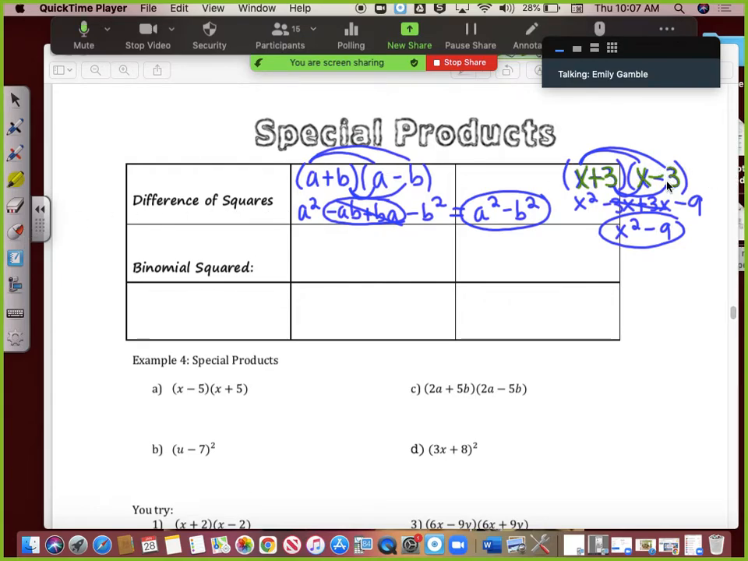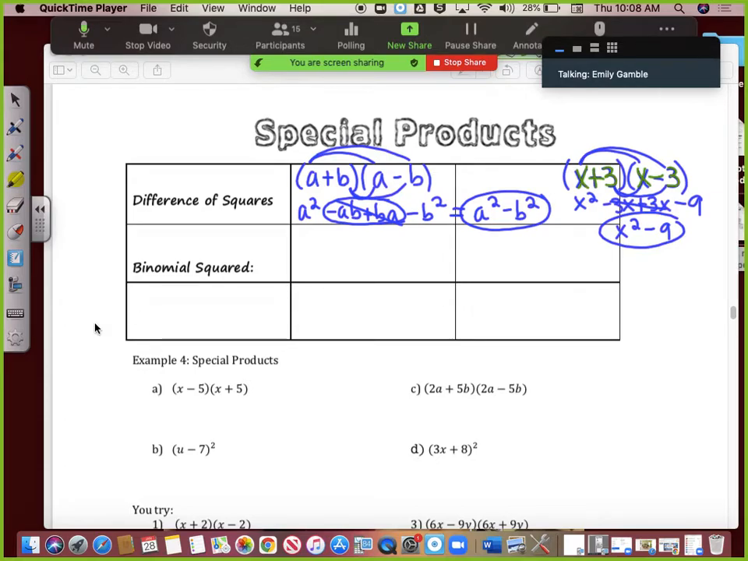If this was not the same number here, like x plus 3 times x minus 2, it won't happen. If this was an x and this was a y, it won't happen. It's only if you have the same variable here, it doesn't have to be x, and the same number here, but opposite signs, then it will work this way.